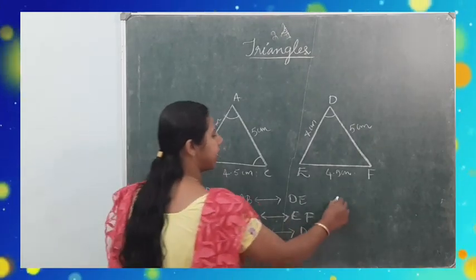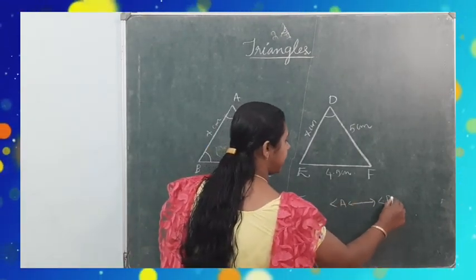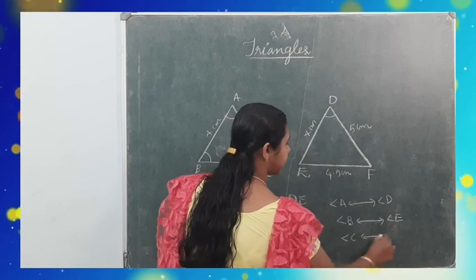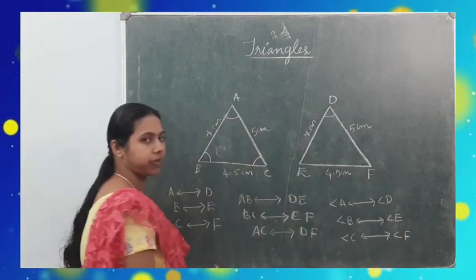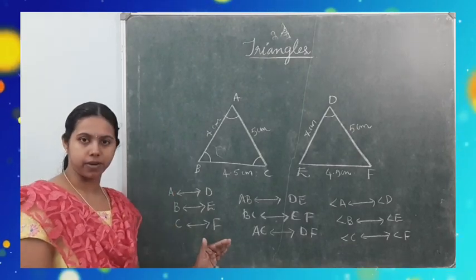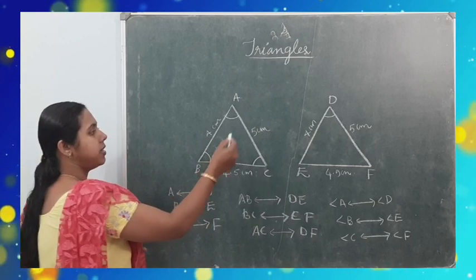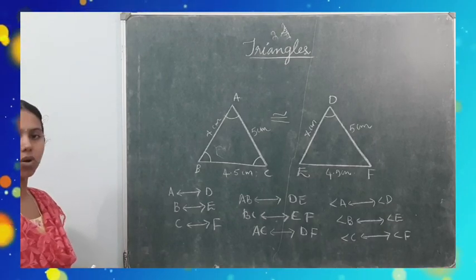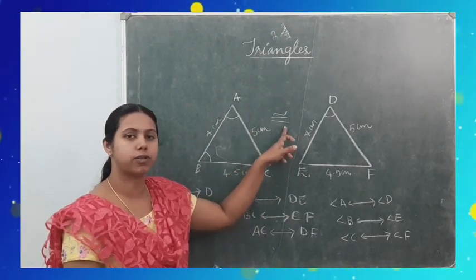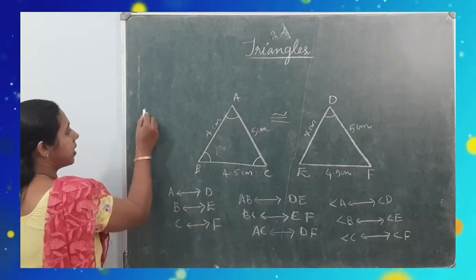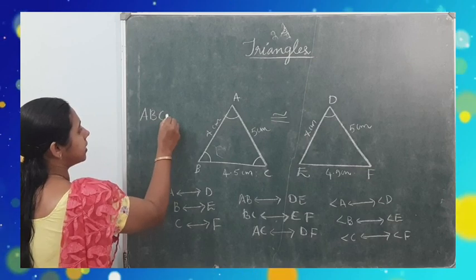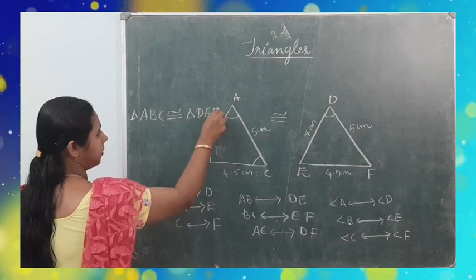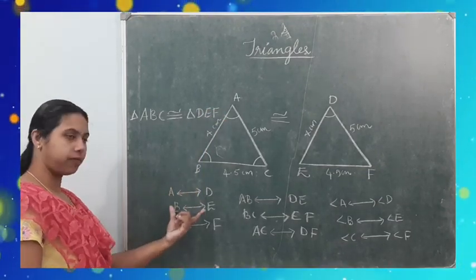In the same way, angle A corresponds to angle D, angle B corresponds to angle E, angle C corresponds to angle F. So we can say that under this correspondence, triangle ABC is congruent to triangle DEF. This is the symbol we use for congruency. Symbolically, we can write triangle ABC congruent to triangle DEF, under the correspondence of the vertices.